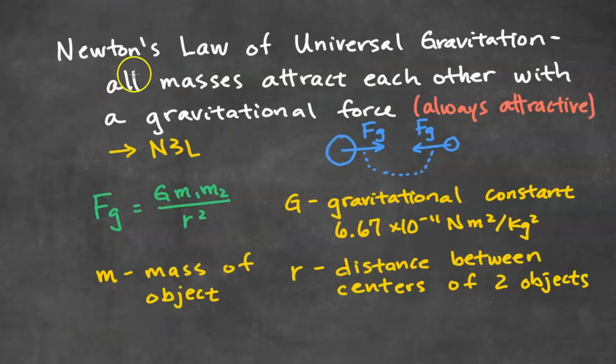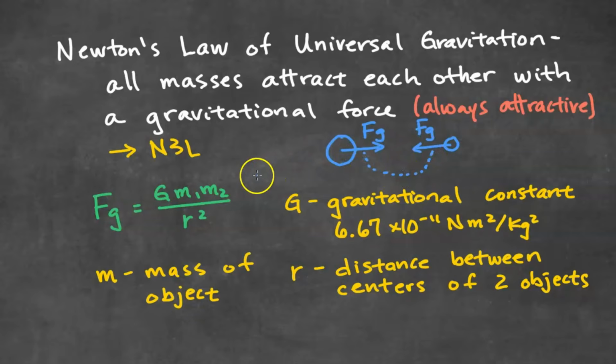Now we're going to take a look at Newton's law of universal gravitation, which tells us that all masses attract each other with a gravitational force. Now this force is always attractive, and the two forces are always equal and opposite in direction. So this reminds us of Newton's third law. And it doesn't matter if one object is bigger than the other. The forces will always be equal and opposite in direction. I'm using this dotted line right here just to indicate that these are Newton's third law force pairs. These are action-reaction forces.